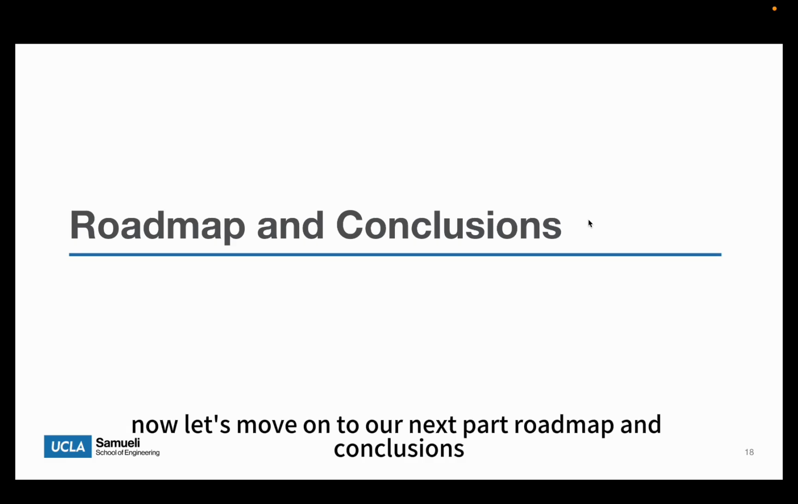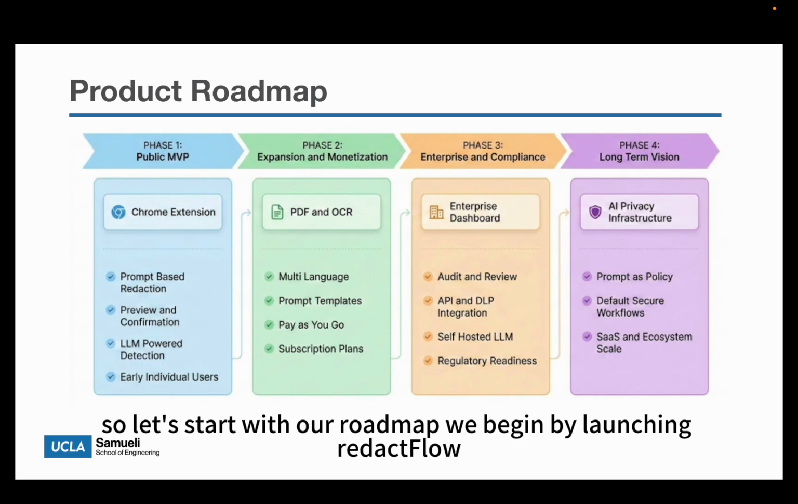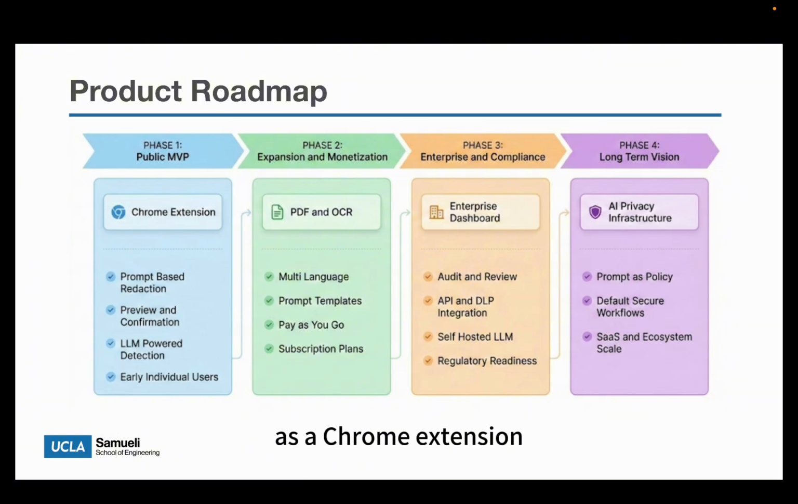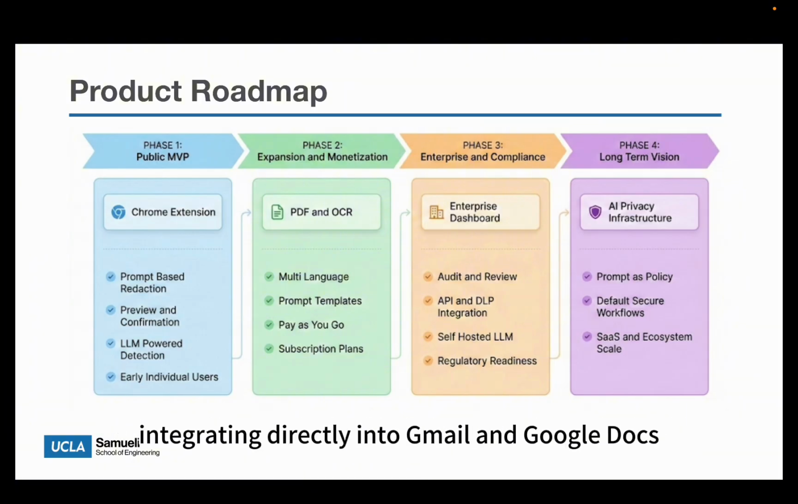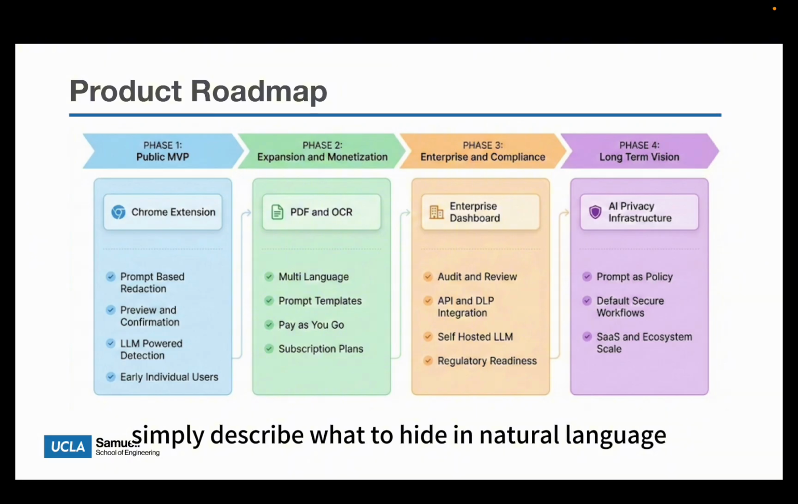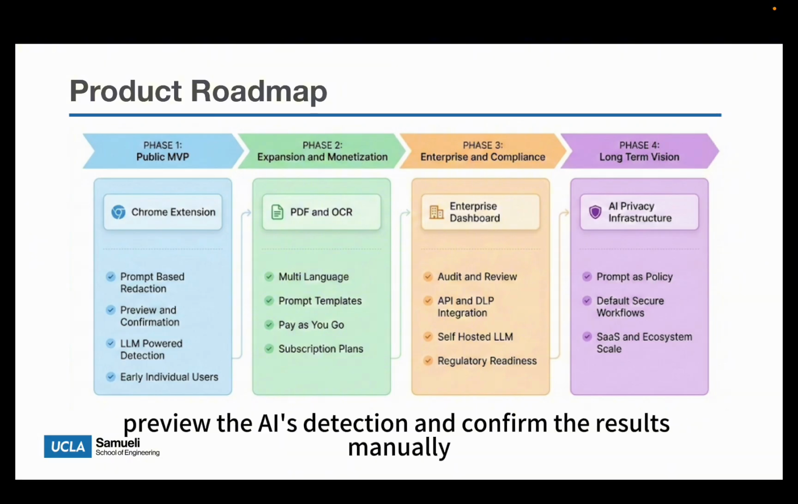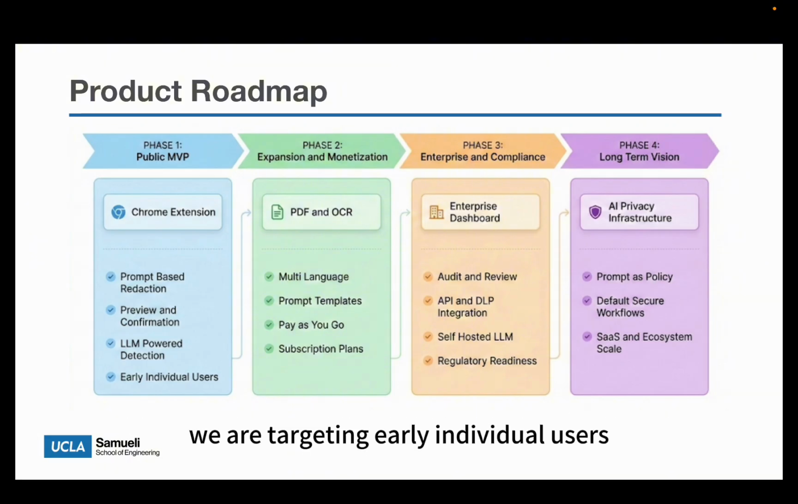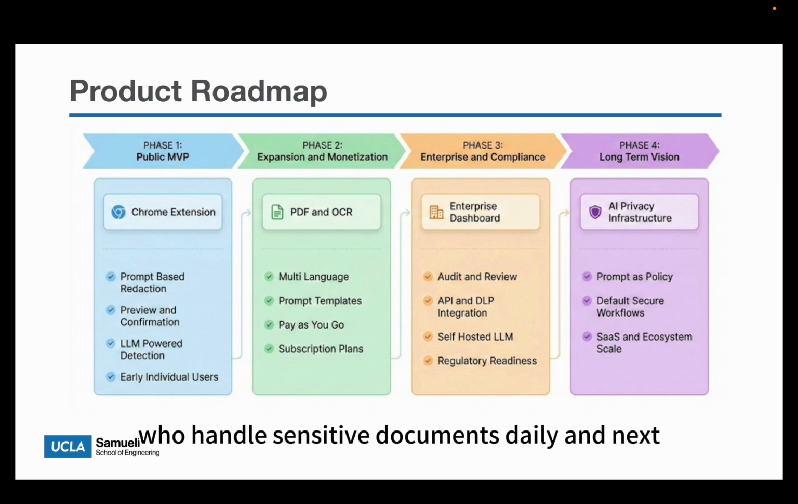Now let's move on to our next part, roadmap and conclusions. So let's start with our roadmap. We begin by launching RedactFlow as a Chrome extension, integrating directly into Gmail and Google Docs. The core experience is what we call prompt-based redaction. Users simply describe what to hide in natural language, preview the AI's detection, and confirm the results manually. We are targeting early individual users like students and professionals who handle sensitive documents daily.